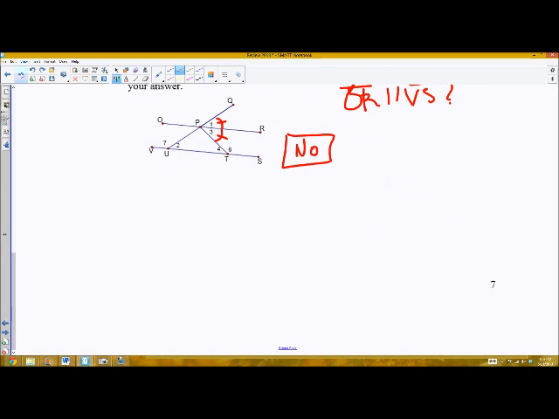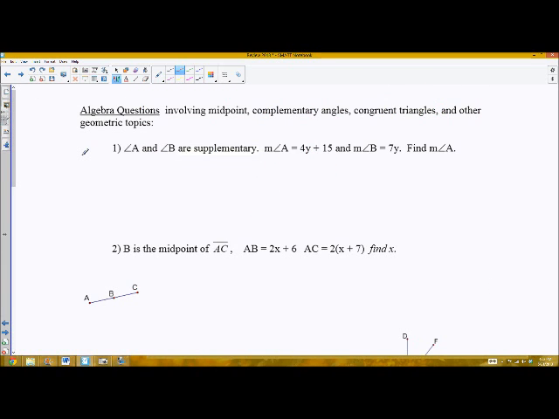Scrolling on down to the next example. Okay, we have angle A and angle B are supplementary to each other. I have the measure of angle A and the measure of angle B, and I need to find A. Well, if they're supplementary, the definition of supplementary tells me that the measure of angle A plus the measure of angle B would equal 180.